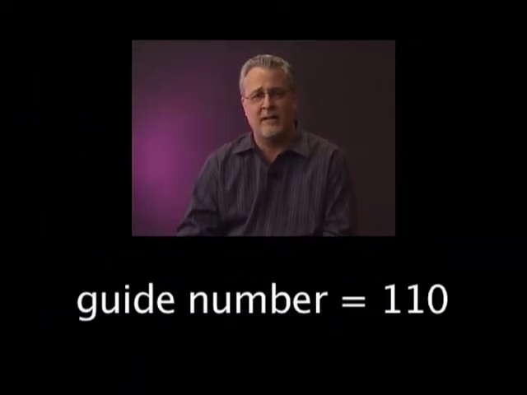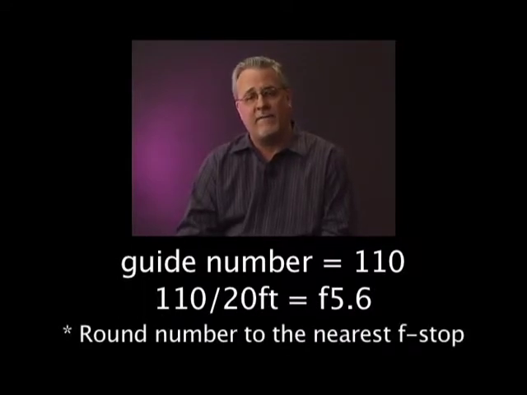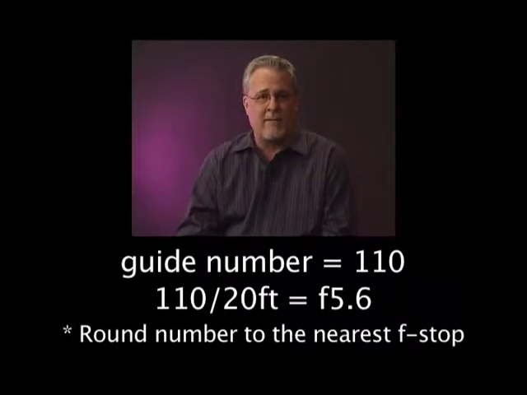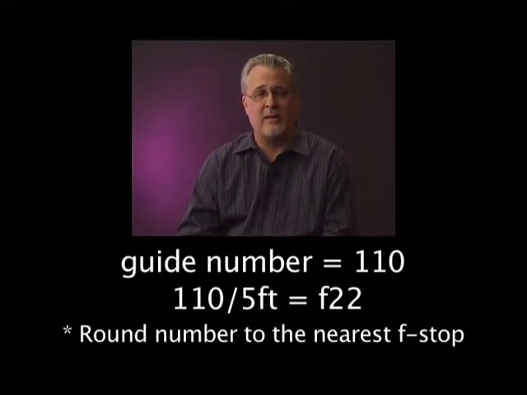Take any distance, regardless of what that distance is, so long as you're shooting 100 ISO, and so long as your guide number is 110, your exposures will be dead on. So let's do this a couple of times. Let's take a look at what happens if we're 20 feet away. If our guide number is 110 and we divide that by 20 feet, the net result is going to round off to f5.6. If you're, say, 5 feet away from your subject and we divide 110 by 5 feet, the net result would be 22. So we know that at 5 feet, the exposure is going to be f22.